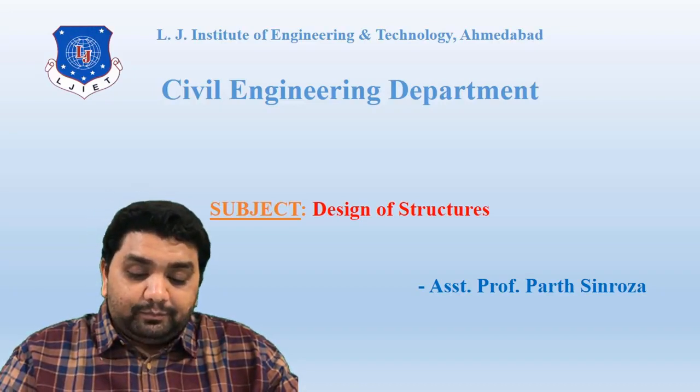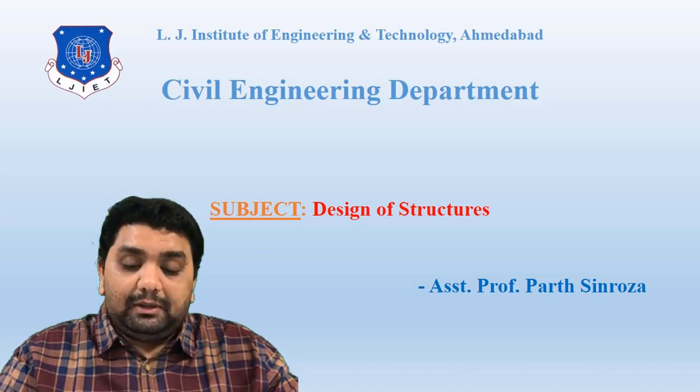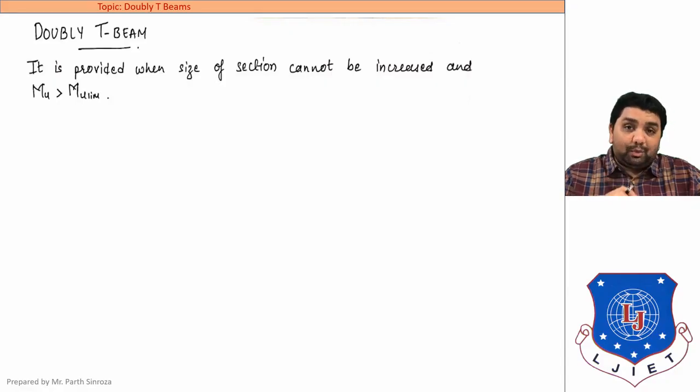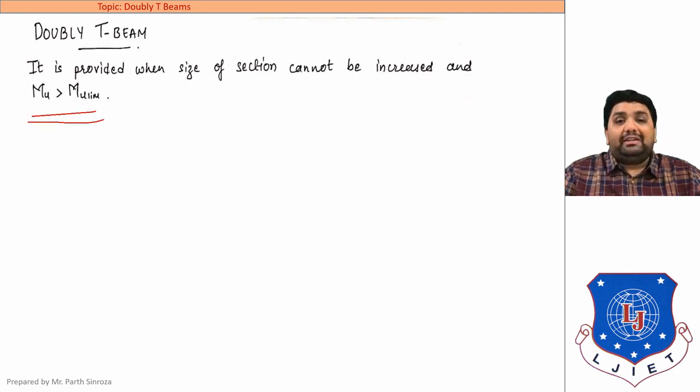So basically, what do we mean by a doubly beam? A doubly T section is provided when the size of the section cannot be increased. That means we have reached an ultimate point where the cross-section area cannot be increased more, and we get the condition that Mu is greater than Mu lim. To satisfy this condition, we will always be providing a doubly T beam.